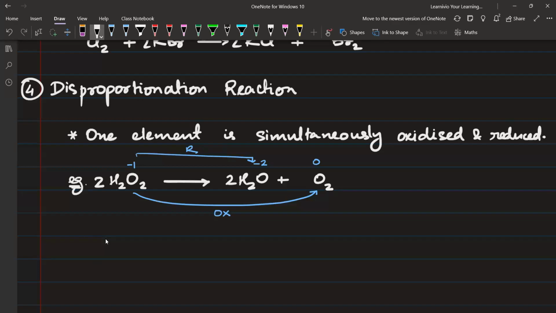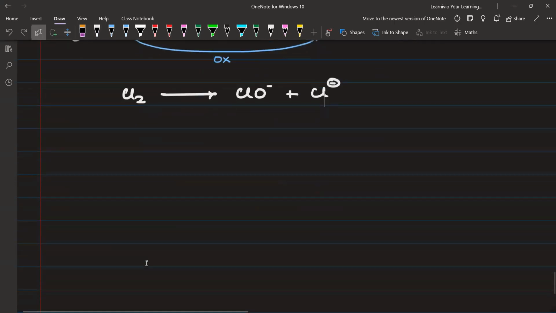ये लिखिए: Cl2. इसमें हम लोग बैलेंस करना भी सीख जाएंगे. ठीक है ना. Cl2 gives ClO negative plus Cl negative. ठीक है. ClO negative plus Cl negative. This is the reaction. अब इसको बैलेंस कैसे करना है तो ध्यान से देखिए जरा.